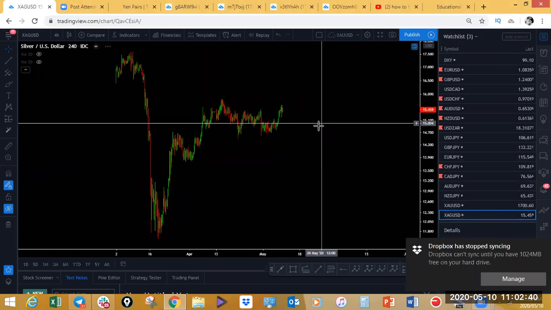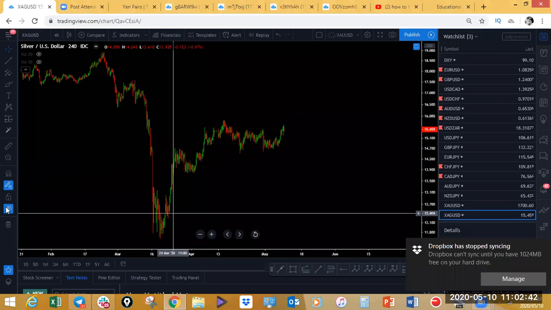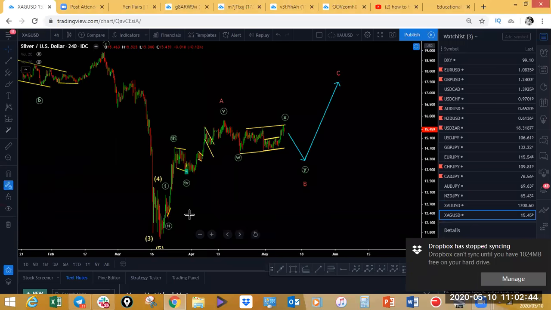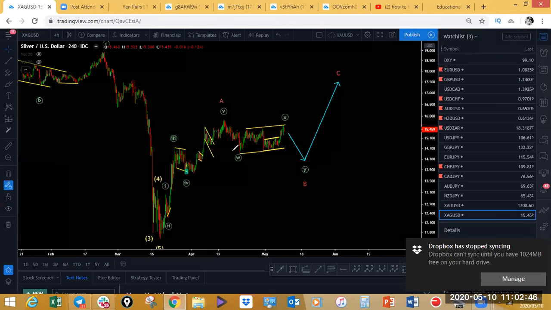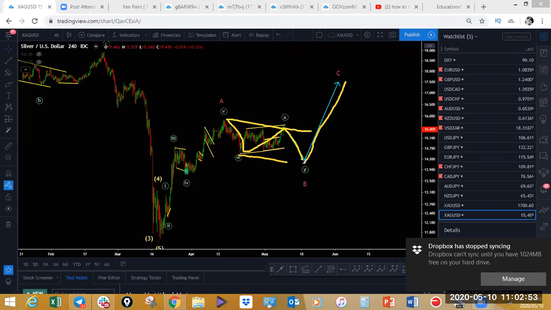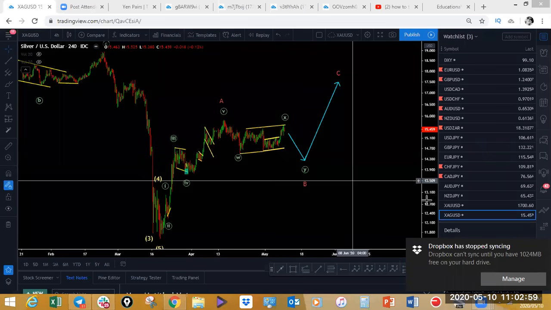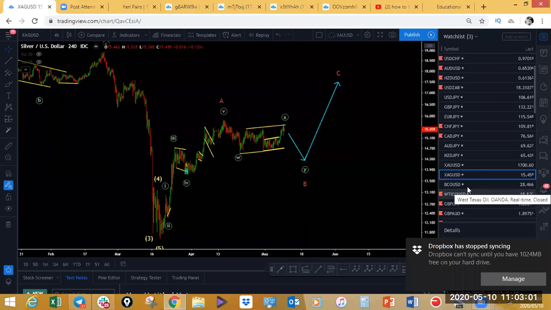Silver. So silver, let's just switch on the labeling here. So silver, I'll be expecting this to follow gold as well, with 1, 2, move down here, and then continuation to the upside. So we'll be looking for this structure on silver. Silver structure is much simpler than that of gold. So we'll be looking for this and then upside. Right, that is silver and gold.